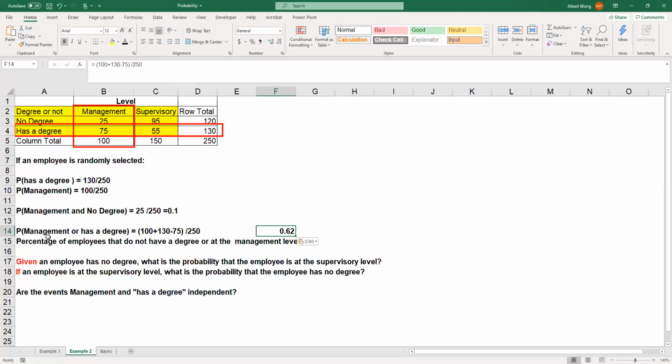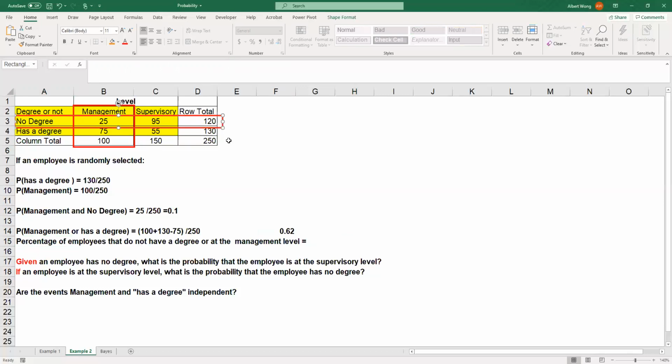Now, as I said, probability and percentage is the same concept when we use the relative frequency approach by calculating probability using a sample. So I want to look at this example. The question says, I want to find the percentage of employees that do not have a degree or are at the management level. So how do we do that? Percentage, probability, actually is the same thing. So let's practice. We want, first of all, employees who do not have a degree. So it's the first row. How many of them are there? 120.